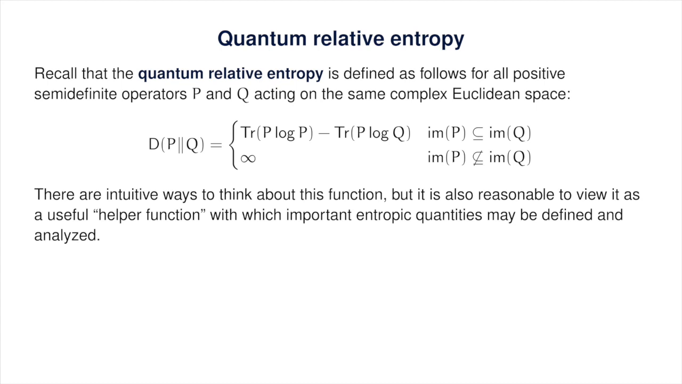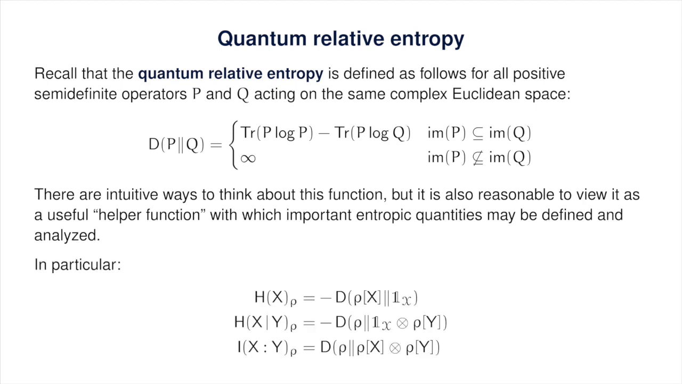But we really don't need to concern ourselves too much with any sort of concrete meaning of the quantum relative entropy. The fact of the matter is that it is an incredibly useful function through which we can understand various properties of von Neumann entropy, quantum mutual information, and so on. In particular, the formulas that you see here, combined with known properties of the quantum relative entropy, allow us to prove fundamentally important facts concerning the von Neumann entropy, the conditional quantum entropy, and quantum mutual information.